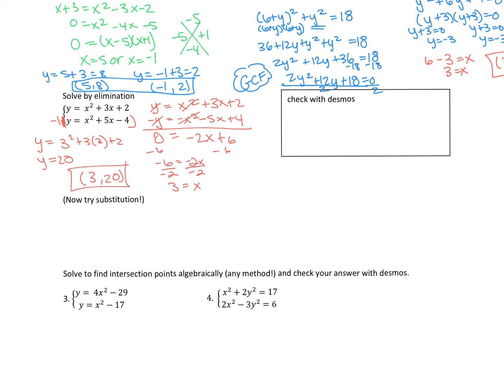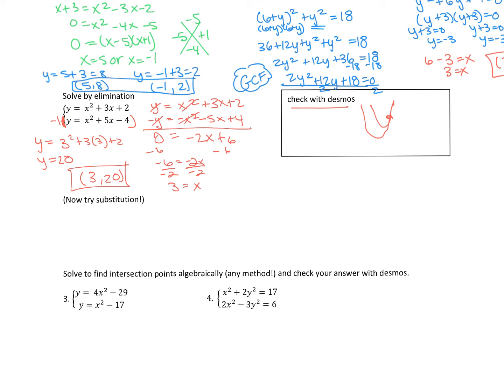And notice they're both a parabola. These are two parabolas. So when you type in these equations into Desmos, you should see that your graph is two parabolas. I think one's like a little one and one's a bigger one, and they intersect over here at one point, which is (3, 20).